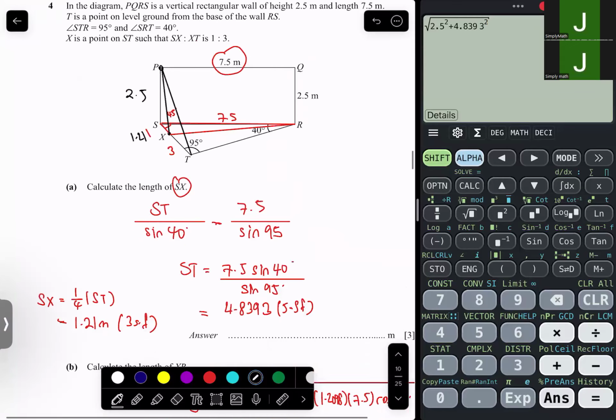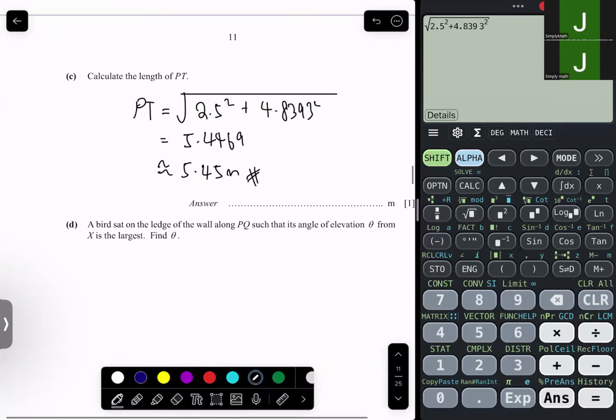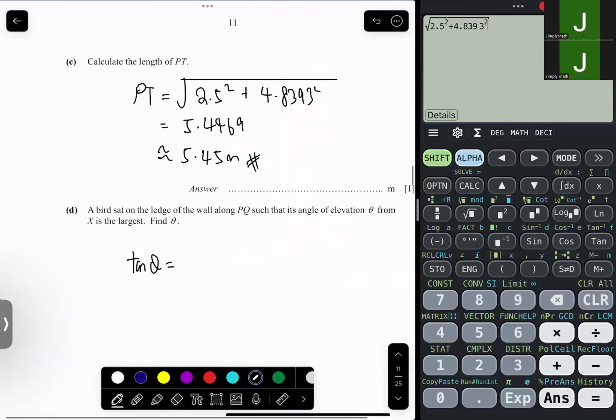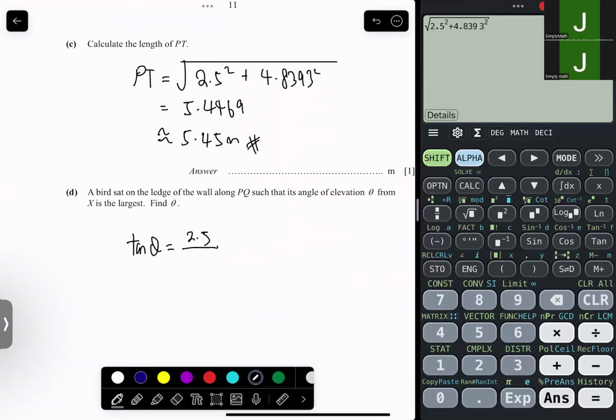So the angle of elevation will be tangent theta equals 2.5 over 1.2. So theta equals, I'll get 64.2.